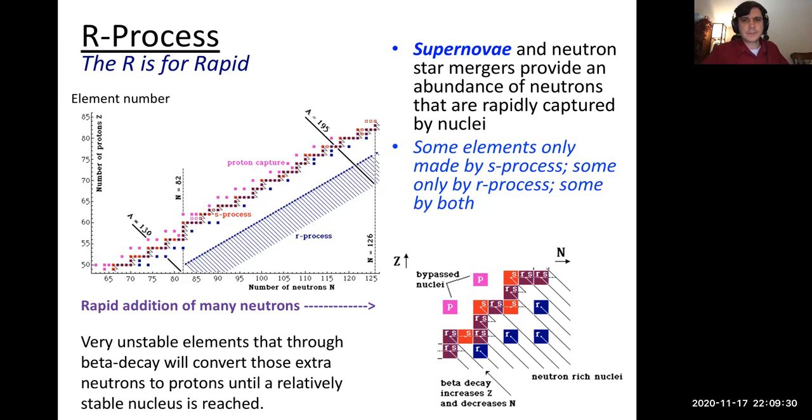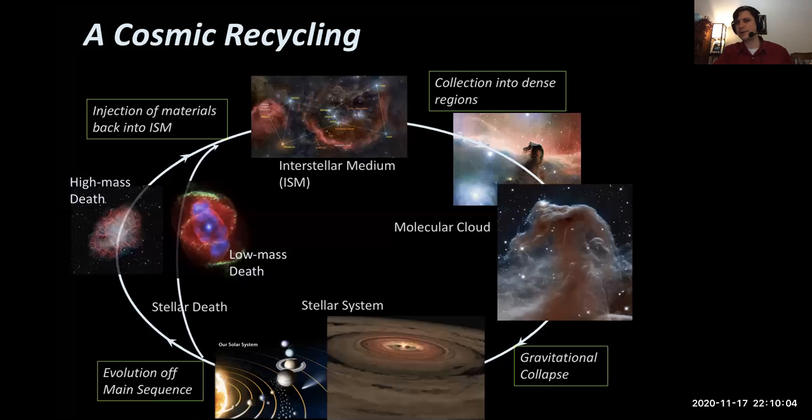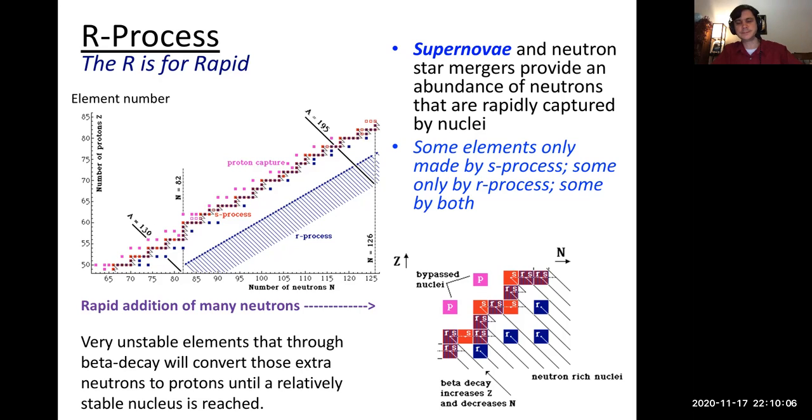Now, interestingly, the S process and the R process do not create a completely different set of elements. The S process does create some elements only. The R process also has its own set of unique elements that it creates, but then there are some elements that are created by both the S and the R process, and by things like fusion in the cores of stars. So a lot of these nucleosynthesis processes overlap with one another. And all that can go into explaining the cosmic abundances.